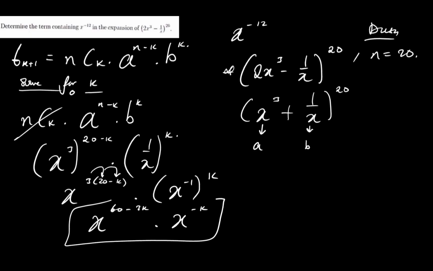So we're having this part here. Since we're having x to the power 60 minus 3k, then times x to the power negative k, we can just apply the basic index concept. Same bases, different powers, provided you're multiplying, you add the powers. So it will be x to the power 60 minus 3k, plus, positive times negative would be minus k. And this would be x to the power 60 minus 4k.